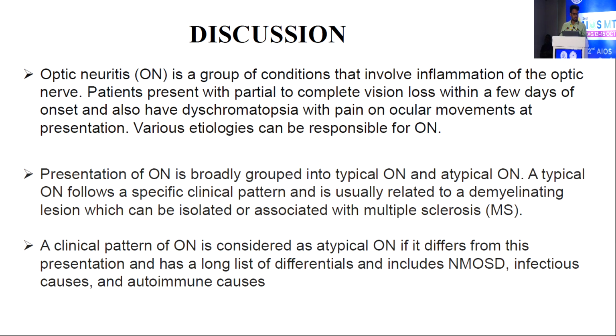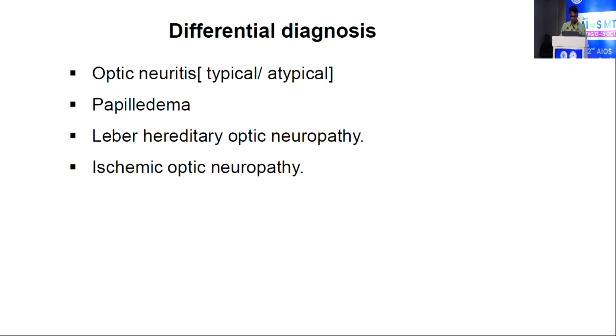Discussion: Optic neuritis is a group of conditions that involve inflammation of the optic nerve. Patients present with partial to complete vision loss within a few days of onset and also have dyschromatopsia with pain on ocular movements at the presentation. Various etiologies can be responsible for optic neuritis. Presentation can be broadly grouped into two: atypical optic neuritis and typical optic neuritis. Typical optic neuritis follows a specific clinical pattern and is usually related to demyelinating lesion. Atypical optic neuritis differs from this presentation and has a long list of differentials, and it includes neuromyelitis optica spectrum disease. Differential diagnosis: optic neuritis, papilledema, Leber hereditary optic neuropathy, ischemic optic neuropathy.